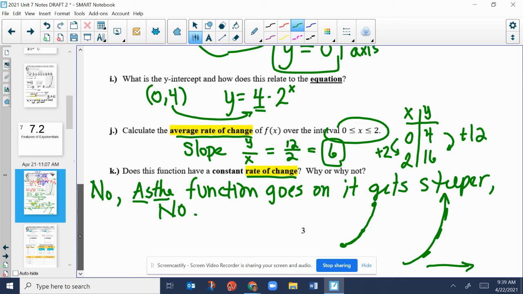So the answer is no, it is not a constant rate of change, unlike linear, where it's always the same steepness.